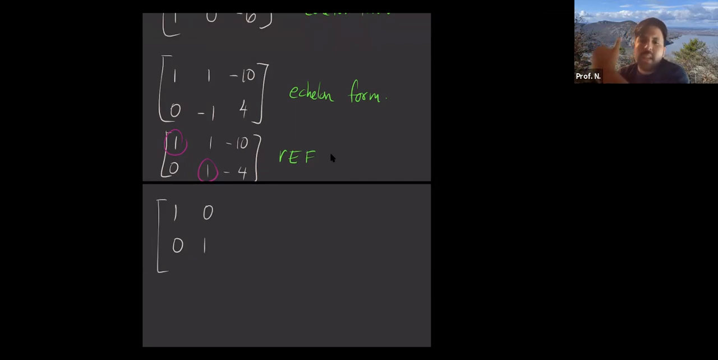Exactly. It's right before being row echelon form, like a caterpillar, and then you have a larva stage, and then you have the butterfly. You know what I mean? It's like that kind of stage.